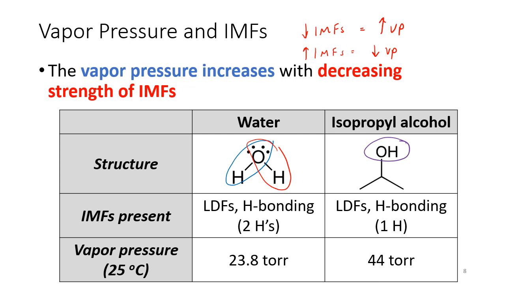The vapor pressure of water at room temperature is about 24 torr, whereas the vapor pressure of isopropyl alcohol is 44 torr. Water with its stronger intermolecular forces has a lower vapor pressure. It's harder for it to evaporate and make the transition from liquid state to gaseous state than it is for isopropyl alcohol, which has weaker intermolecular forces than water.